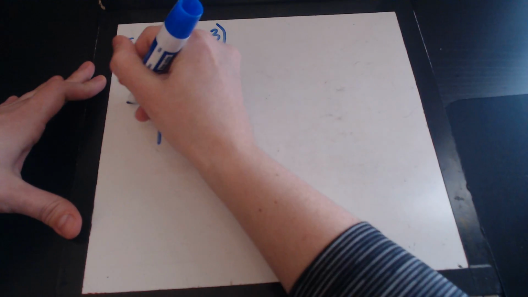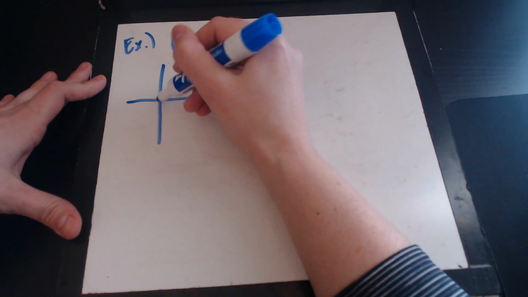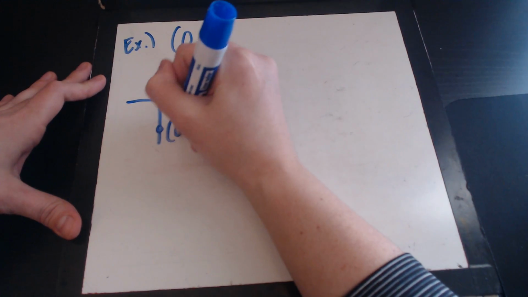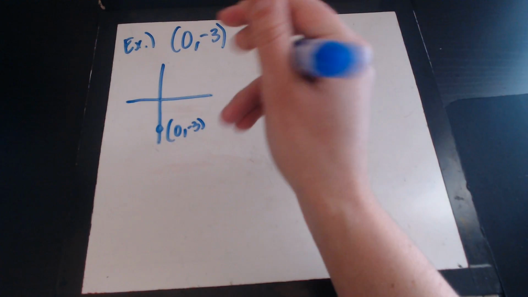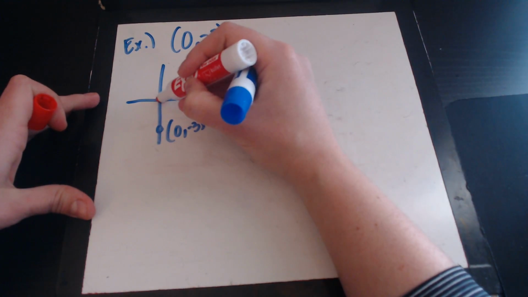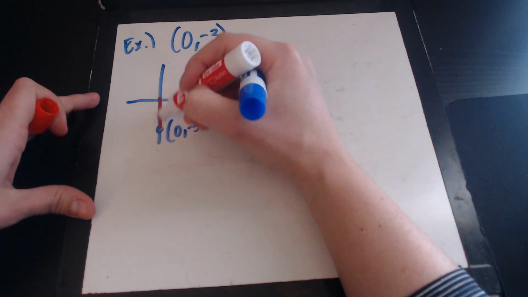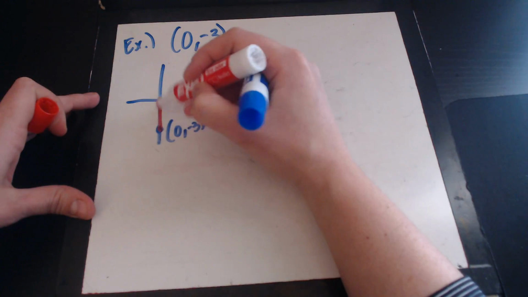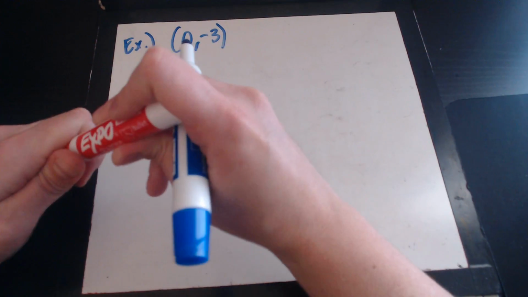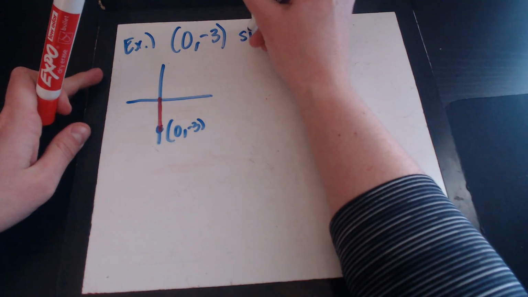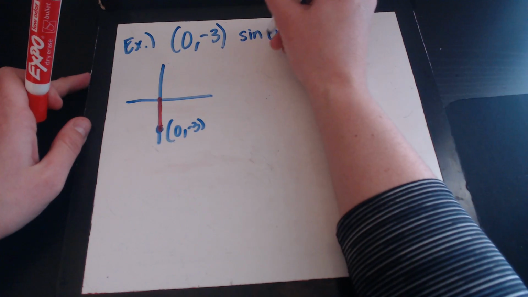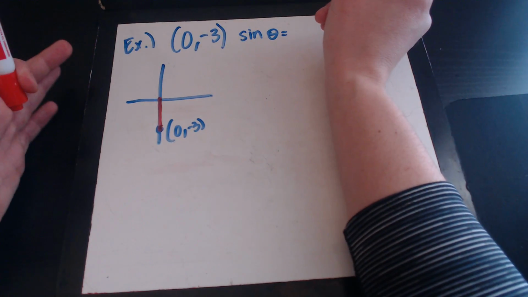Okay, and then for our last example, what if we have the point (0, -3)? Okay, so again, I need to graph that. So (0, -3) would be down here. Okay, and if you are looking at the ray that this angle forms, it's actually on the y-axis. So I can't draw anything to the x-axis. I can't even form a triangle here. Okay, so instead, I really need to think about this in terms of x and y and h.